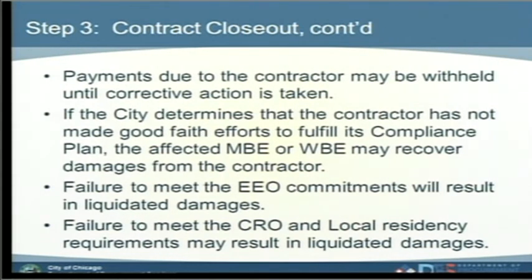Payments that are due to the contractor might be withheld by the city until corrective action is taken, if the city determines that the contractor has not made good faith efforts to fulfill its compliance plan. The affected M or W may recover damages from the contractor. Failure to meet the EEO commitment may result in liquidated damages. Failure to meet the CRO and the local residency requirements also might result in liquidated damages.